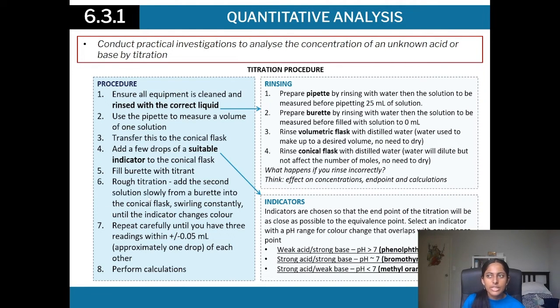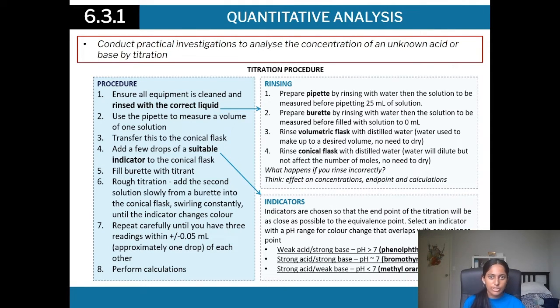Next thing you do is make sure you fill your burette with the titrant. So let's say that's the NaOH, and then you start doing the titration. How a titration works is pretty much just you open the burette slightly and you start swirling your conical flask. So the liquid from the burette goes into the conical flask, and you keep on swirling it, and then you stop once you see a color change.